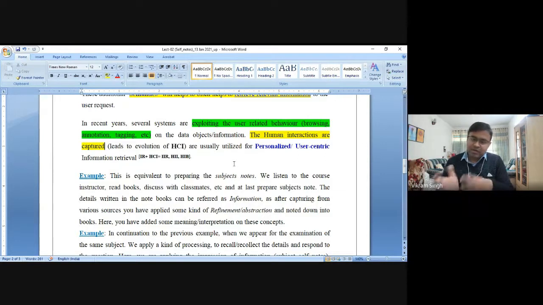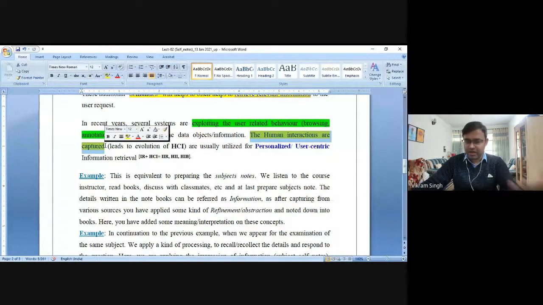Second, you can collect the possible query history from all possible users, of Indian users, or any regional-specific users, and based on that query history or logs, you can suggest these query suggestions to you, right? So your system needs to maintain these semantics. Each and every interaction, as written, the human interactions are captured. These can be a query, a click, or any behavior. Based on this, you can achieve personalized or user-centric information retrieval.